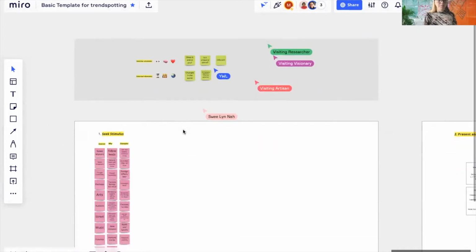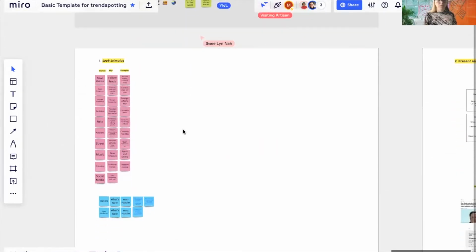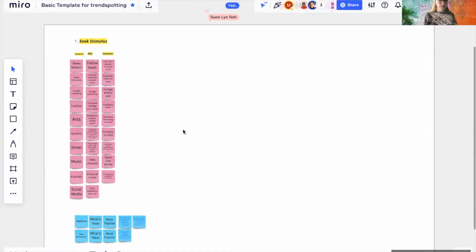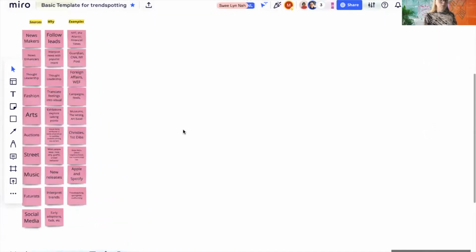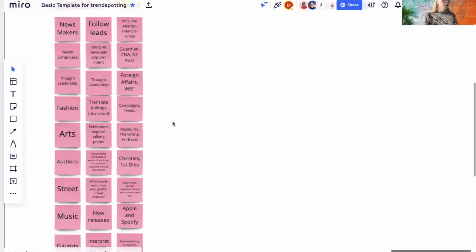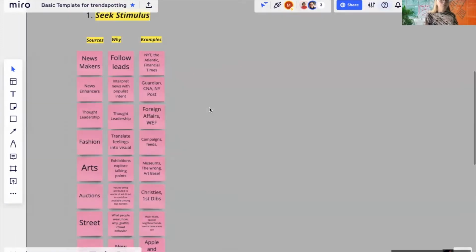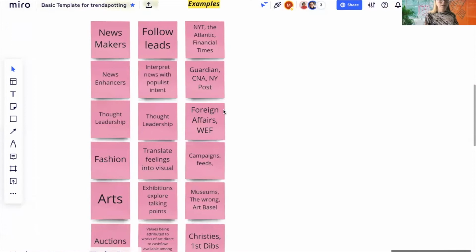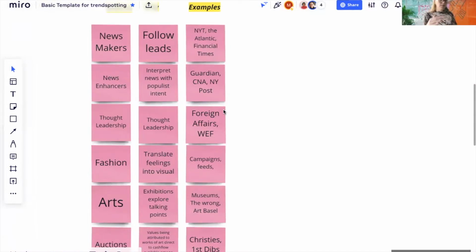But the first example that I put here, I'm just separating it into a few steps. The first thing you do is you seek stimulus. So if you're looking for a trend, you have to harvest the world, or the specific industry, or a specific area that you're working on. And I'll start with some examples here, and I'm explaining a little bit why.